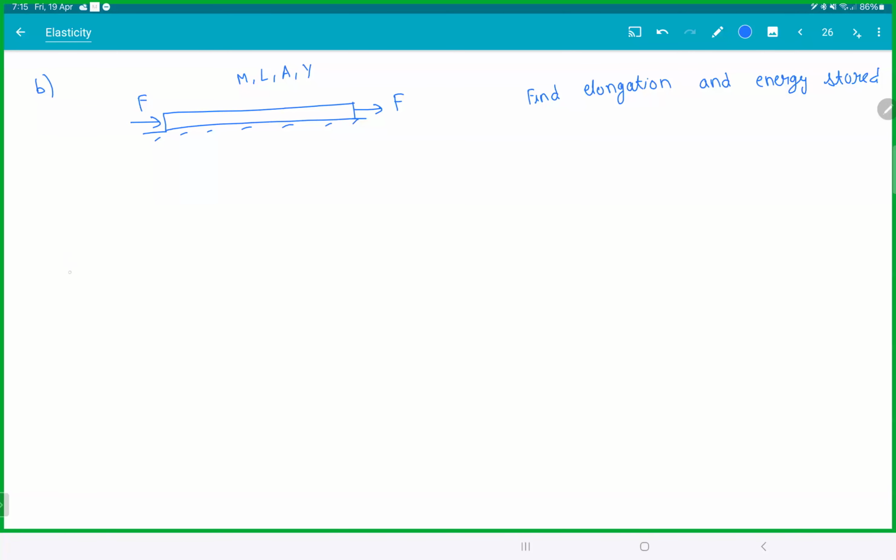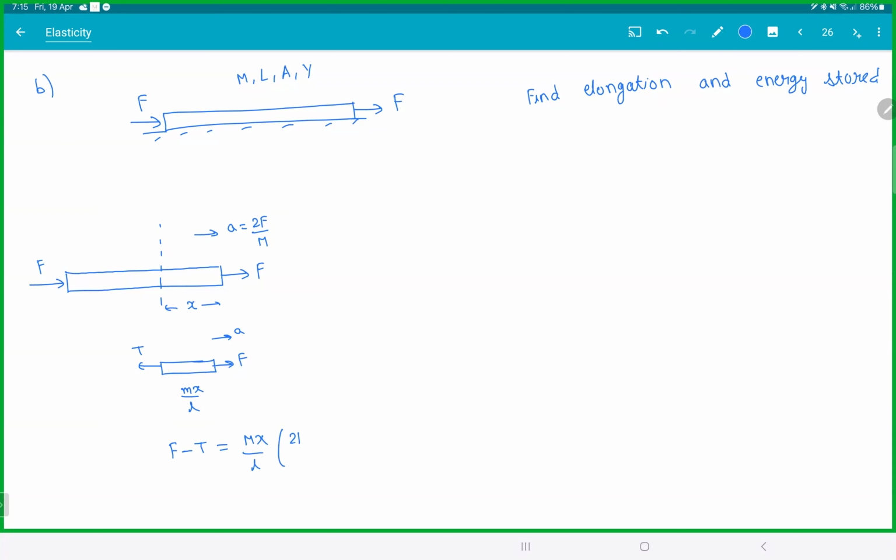If you look at the tension in this rod, acceleration is 2F by m. Cut it here at a distance x. This would be mx by L. F minus T is equal to mx by L times 2F by m. We get tension is F into 2 minus x by L.